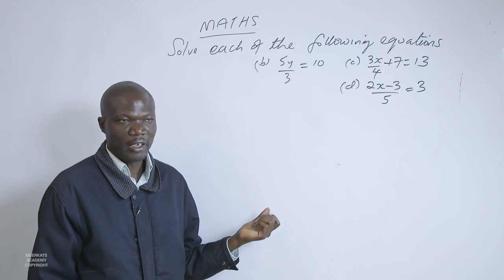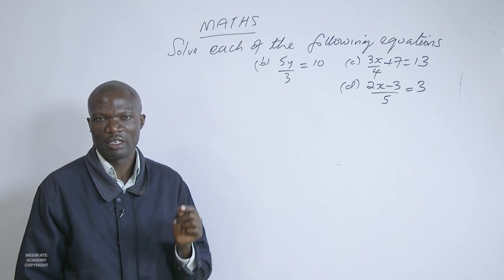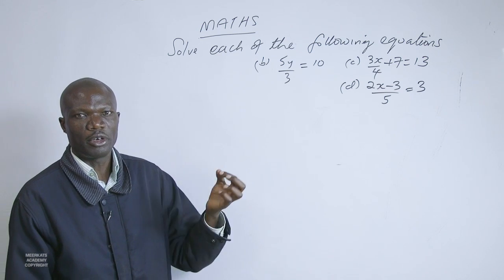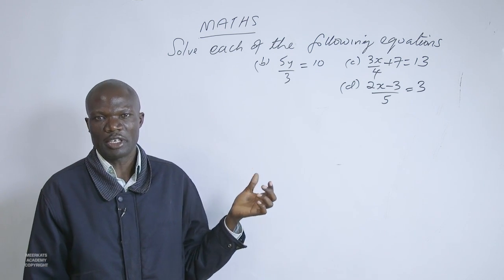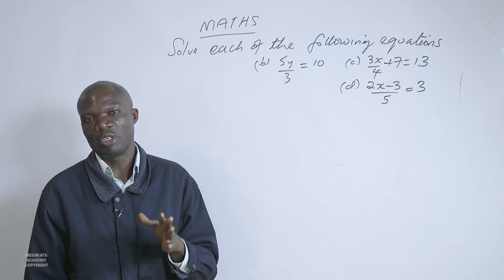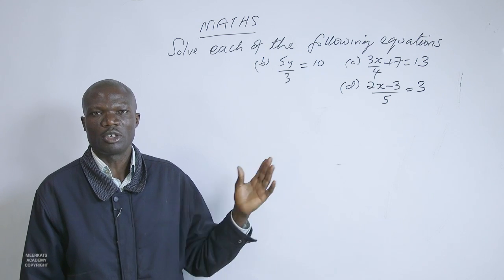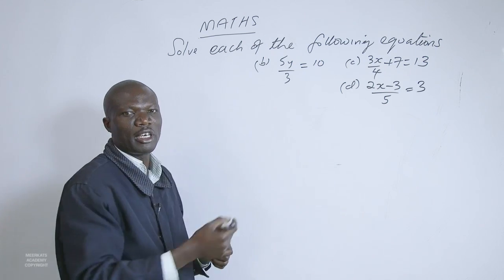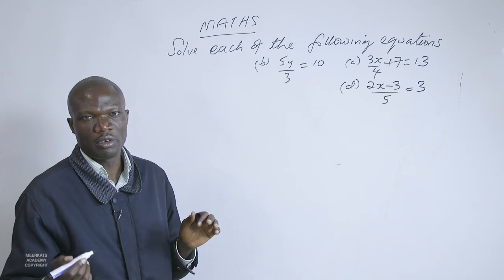5y over 3 equals 10. As we saw earlier in the points to note, if the whole left-hand side is a fraction, then we eliminate the denominator by simply multiplying by it. The whole of this left-hand part is a fraction, and the denominator that we have is 3.